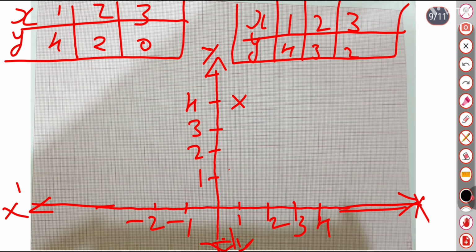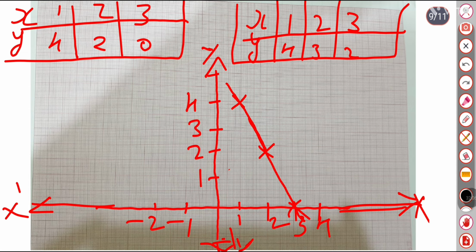Only first column you see. For 2 it is 2. For 3 it is 0. So this is the first equation line. So I will draw the first line. It should be straight always.